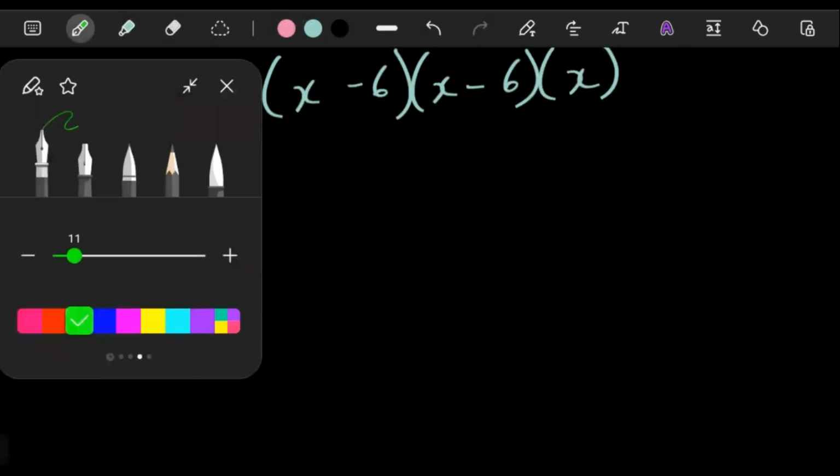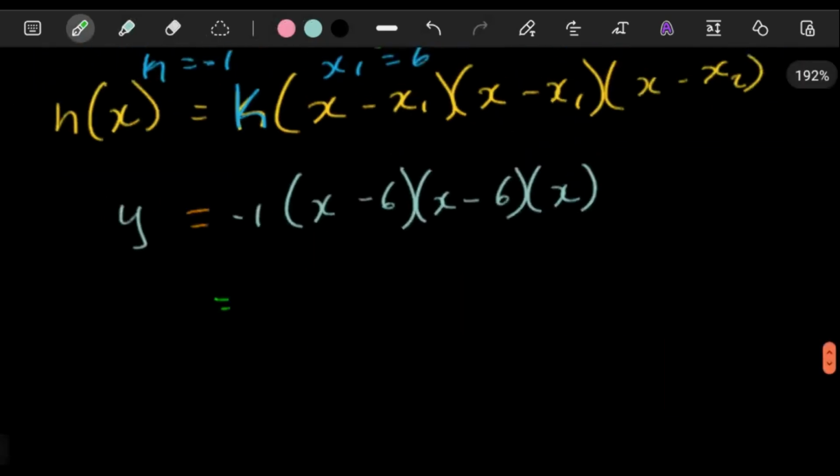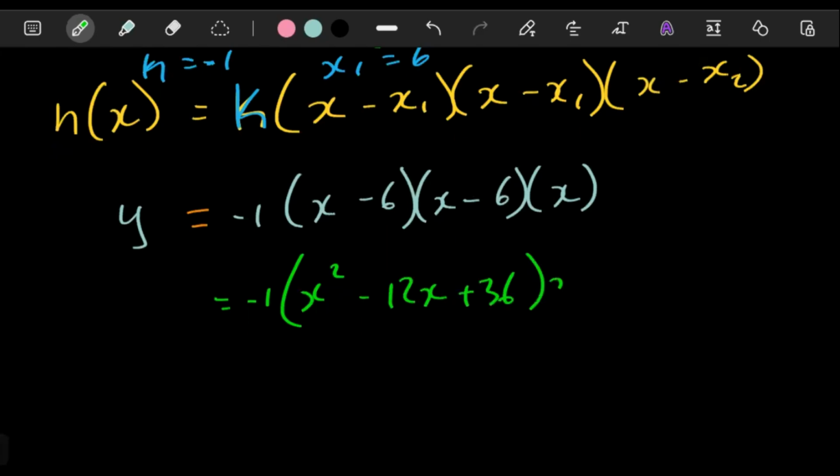Now, getting the equation, we can just carry on from here. So let's be careful here. Negative 1, x times x is x squared, this times this, and then this and that is this times this is negative 6, then another negative 6. So you have negative 12x, this and this, positive 36. Okay, so the x, we can just write this one in front here, together with the negative. So this is negative x. So this is negative x cubed plus 12x squared minus 36. This is y.